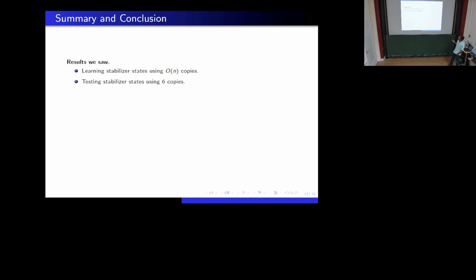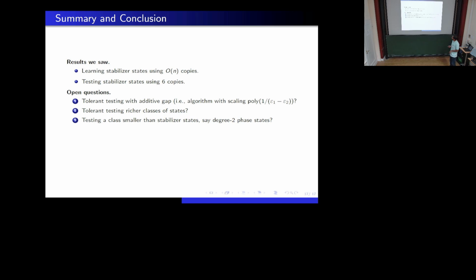We saw how to learn stabilizer states. We saw how to test stabilizer states. Like what Kevin was asking, can we get a tolerant tester with just complexity 1 over epsilon 1 minus epsilon 2 without needing this assumption on epsilon 2? That's open. Can we tolerant test a richer class of quantum states? I think ours is the first work that even gives a tolerant tester for any class of quantum states. I think finding more examples would be nice.